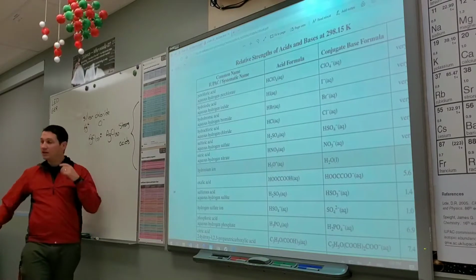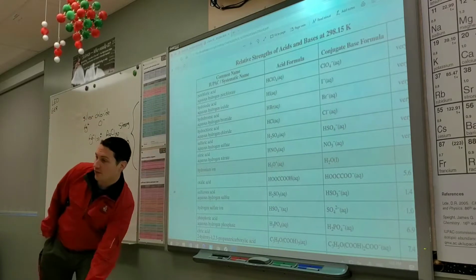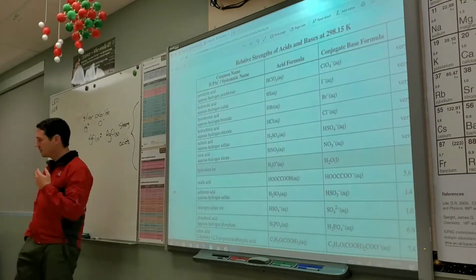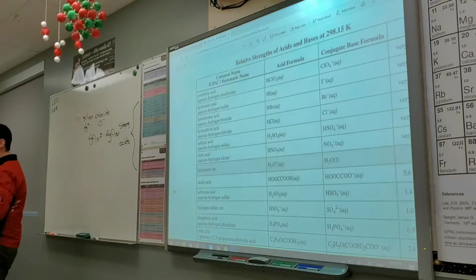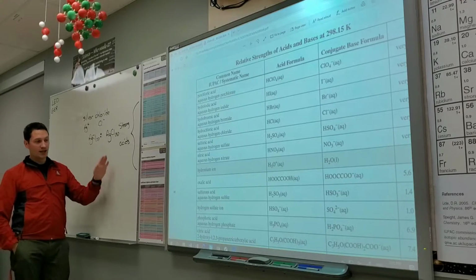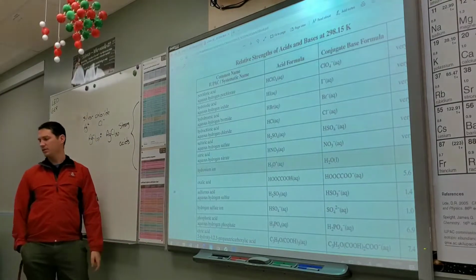Now, what does that mean? These 6 are strong, then all of the rest of them are weak acids. So I want you to label those other ones. Just say everything below here is a weak acid.